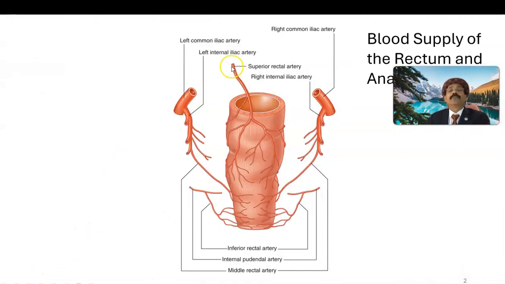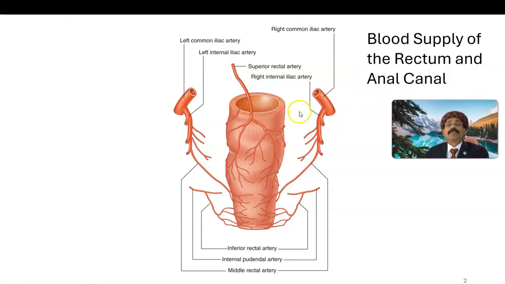Okay, so this is the superior rectal artery. This is a branch of the inferior mesenteric artery. And this is the middle rectal artery. This is a branch of the internal iliac artery. And there is the inferior rectal artery. This is a branch of the internal pudendal artery. The internal pudendal artery again is a branch of the internal iliac artery.